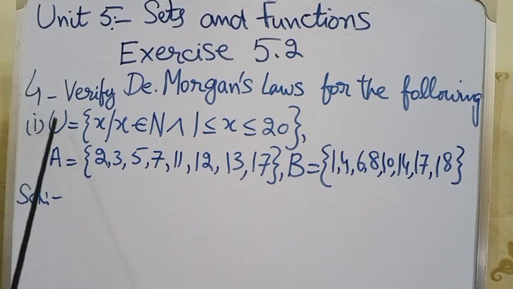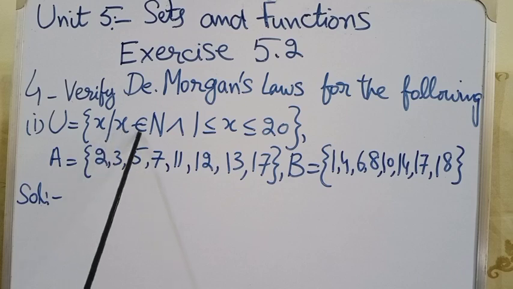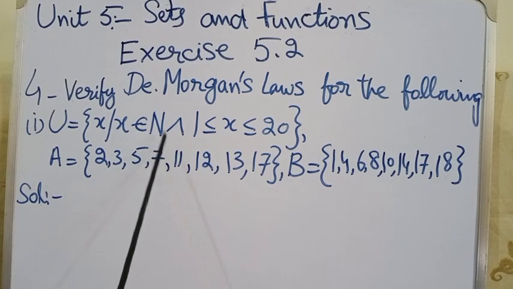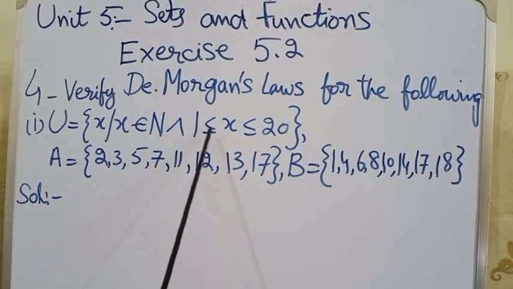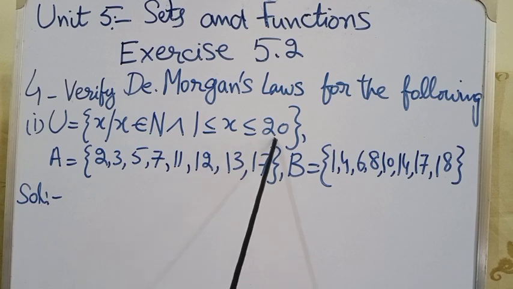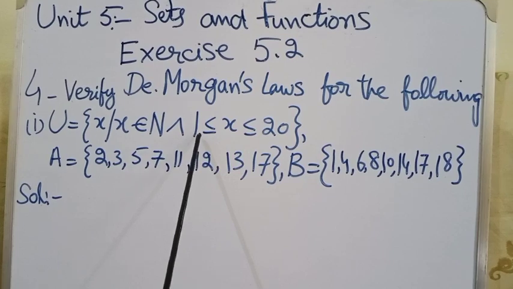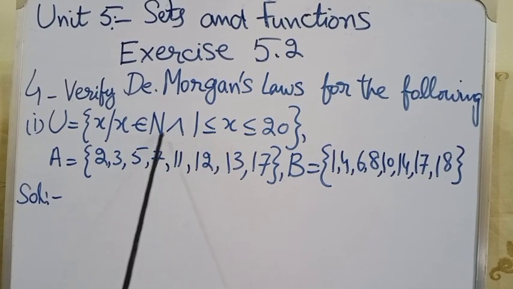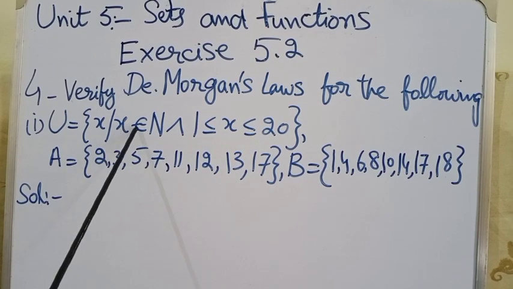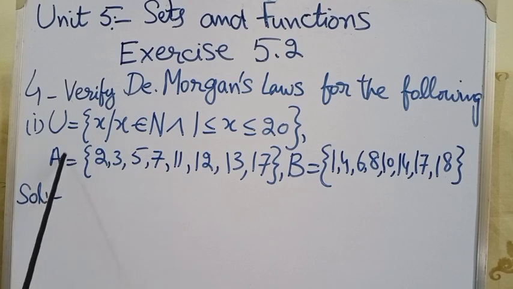First part of question number 4: universal set U is equal to {x such that x belongs to N and 1 is less than or equal to x is less than or equal to 20}. It means that this set contains the first 20 numbers of the set of natural numbers. A is a subset of the universal set.